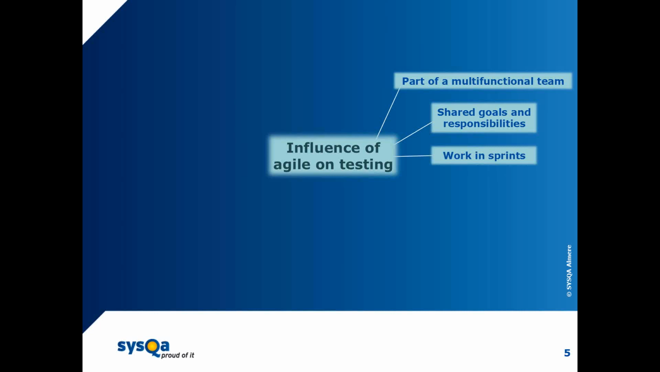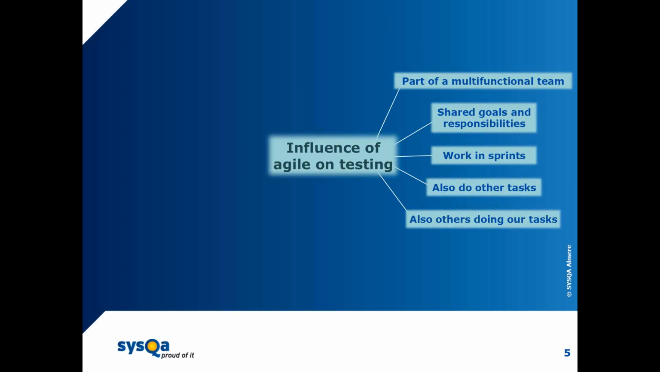Third, actually, we work in sprints, not these long test phases anymore that take weeks or even months, but we have to deliver within 2 weeks, so very short lead times, and we have to deliver small parts. Another thing is that we also do other tasks beside testing, but others are also doing our tasks as well. So we have to involve others in testing, but we also have to be able to do different work. And there the T-shaped tester or even the P-shaped tester became popular.